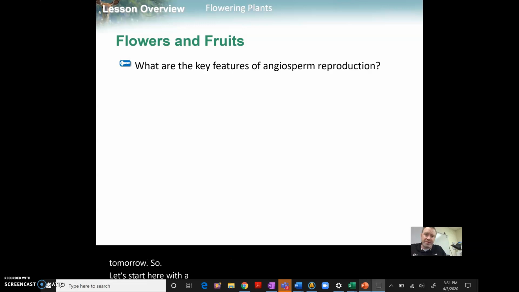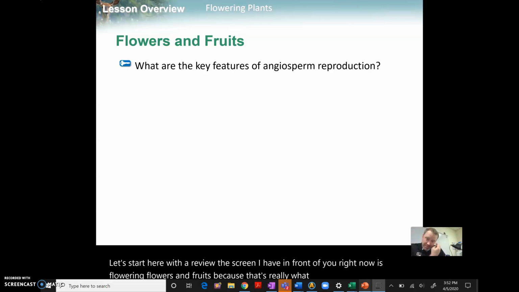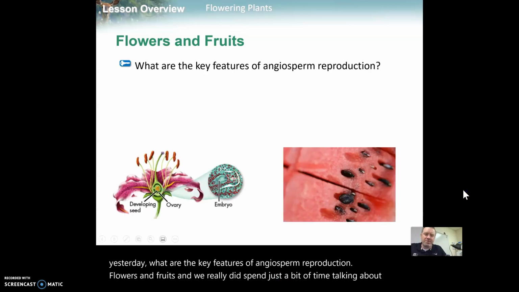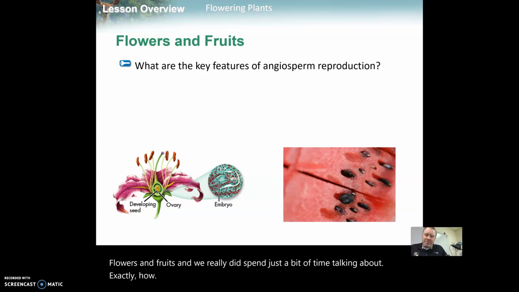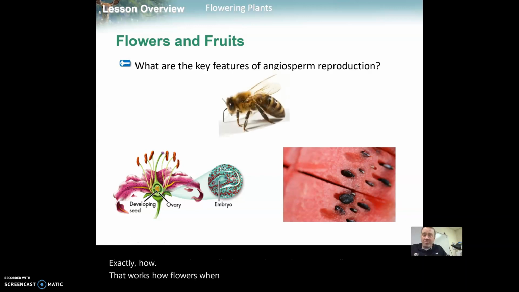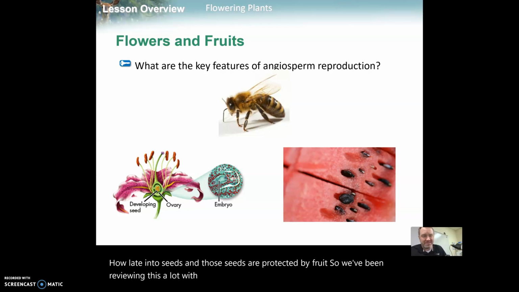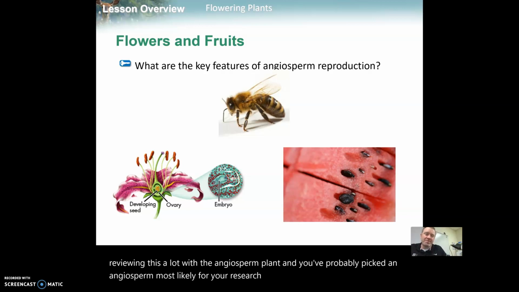The screen I have in front of you right now is flowers and fruits, because that's really what we talked about yesterday. What are the key features of angiosperm reproduction? Flowers and fruits. And we really did spend just a bit of time talking about exactly how that works. How flowers, when they pollinate by wind or by bug, they pollinate into seeds, and those seeds are protected by fruit. So we've been reviewing this a lot with the angiosperm plant. And you've probably picked an angiosperm most likely for your research that you're working on this week.